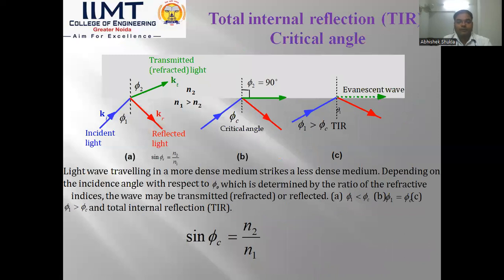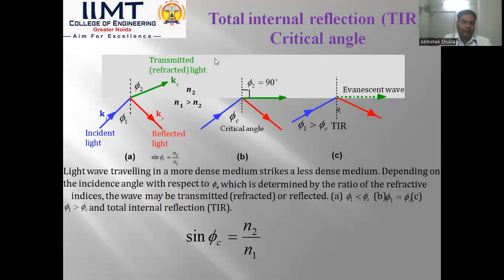Now, on which principle does it work? Basically, optical fibers work on the principle of total internal reflection and the critical angle. As you can see in the picture, A, B, and C are marked here. First of all, we will explain what happens if we incident a light signal at an angle phi 1.